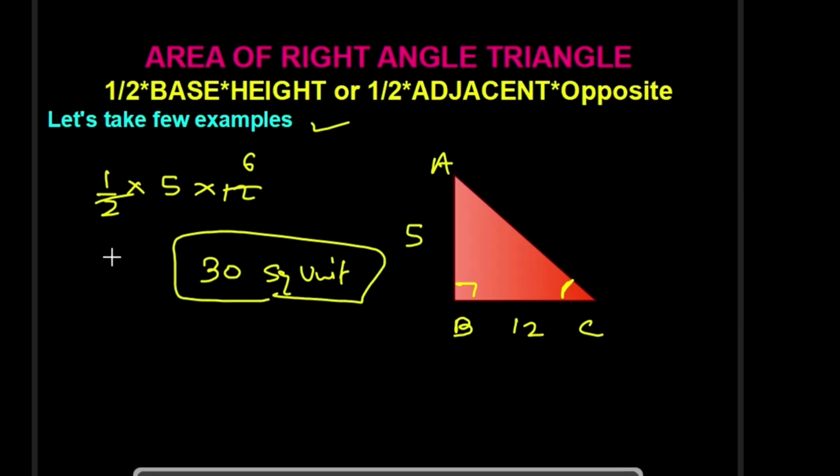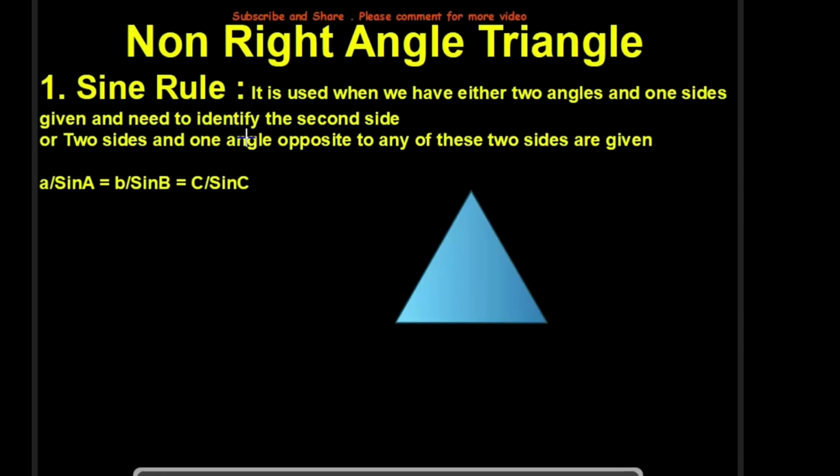So like this way we can find the area of a right angle triangle. Now suppose the question is about a triangle that is not a right angle triangle. If there is no right angle and we have to identify any sides or angles, in that scenario we have to use either the sine rule or the cosine rule. Okay, so let's start with the sine rule.